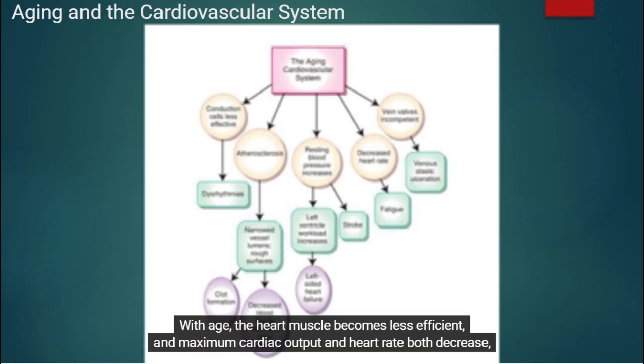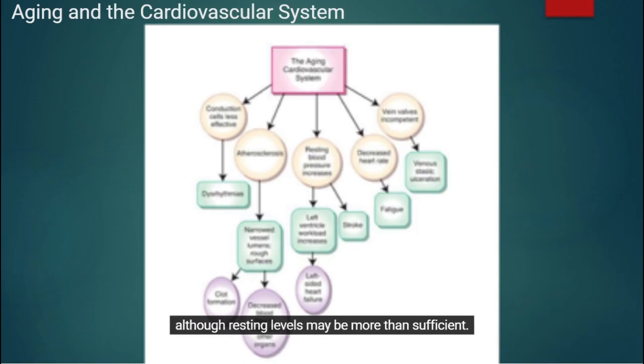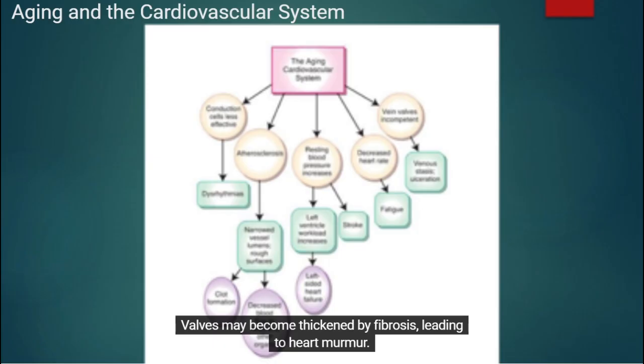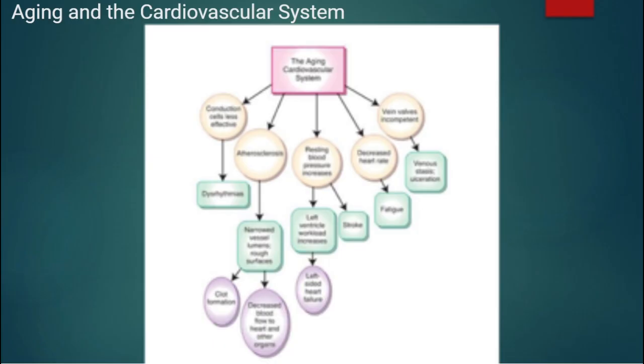With age, the heart muscle becomes less efficient, and maximum cardiac output and heart rate both decrease, although resting levels may be more than sufficient. Valves may become thickened by fibrosis, leading to heart murmur.